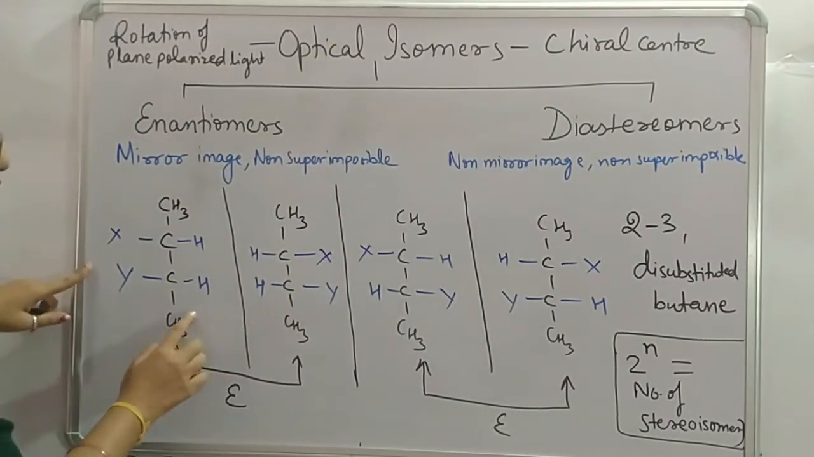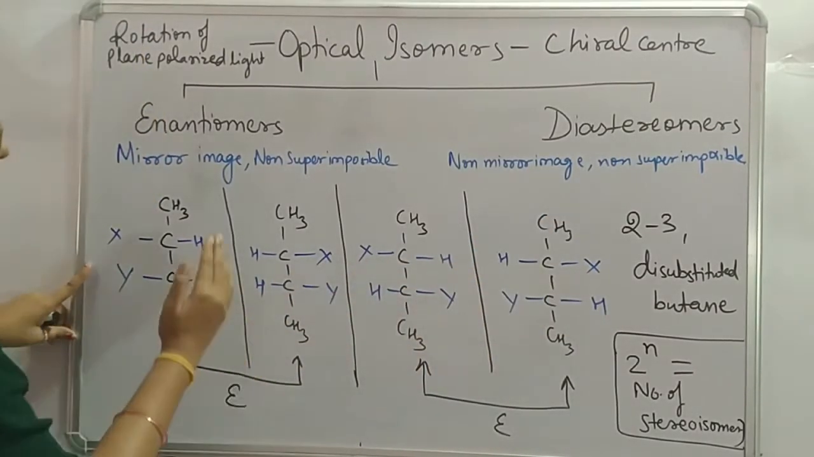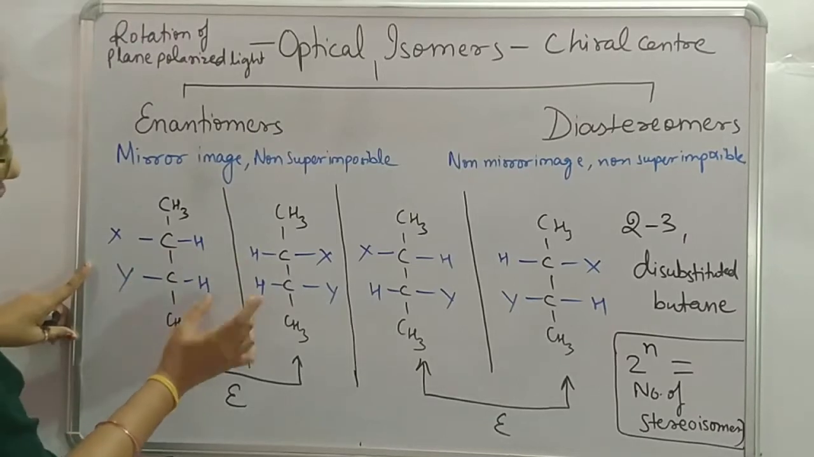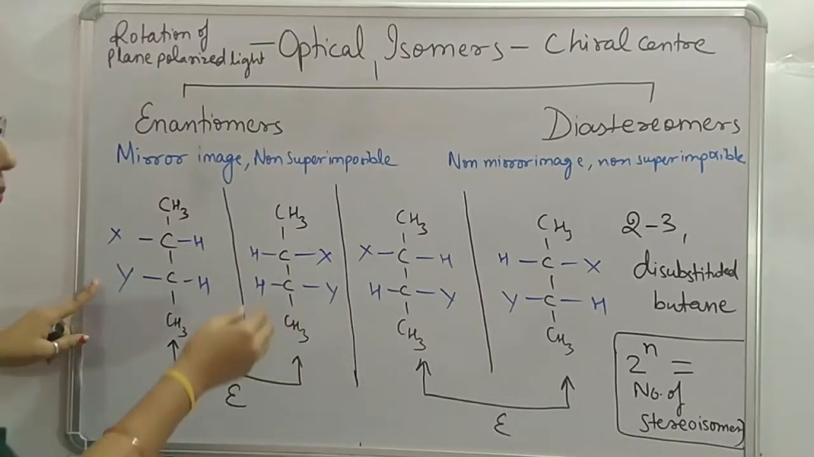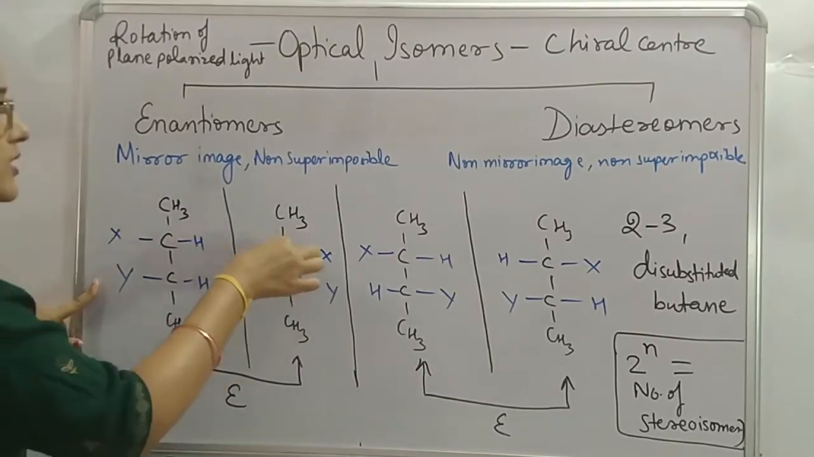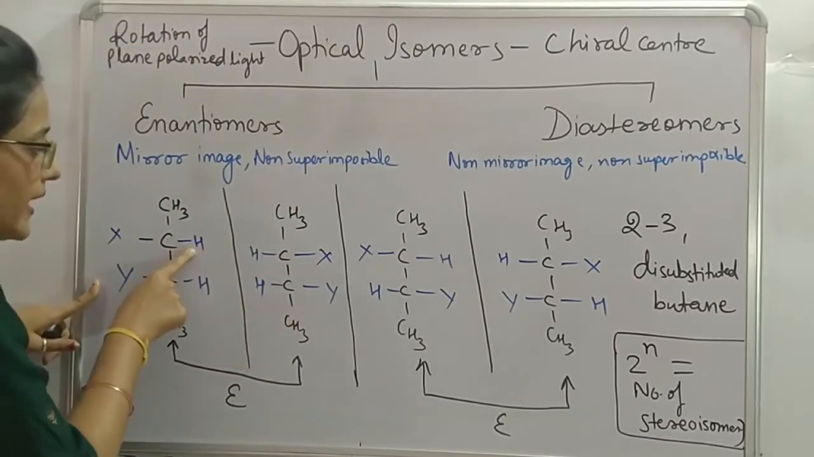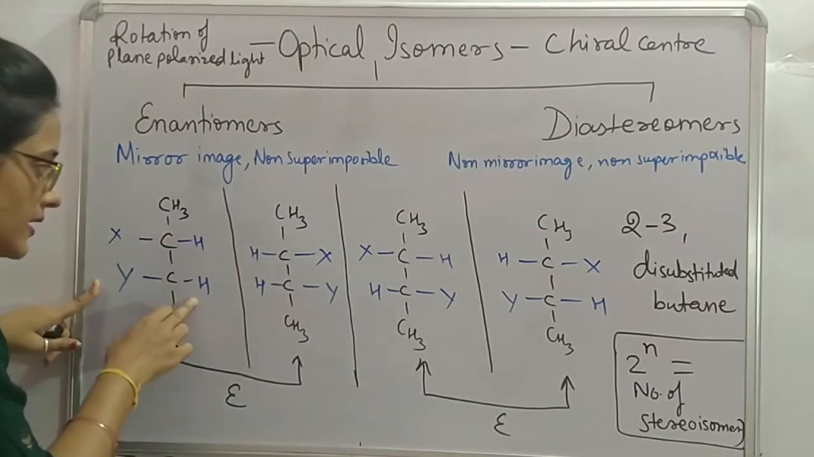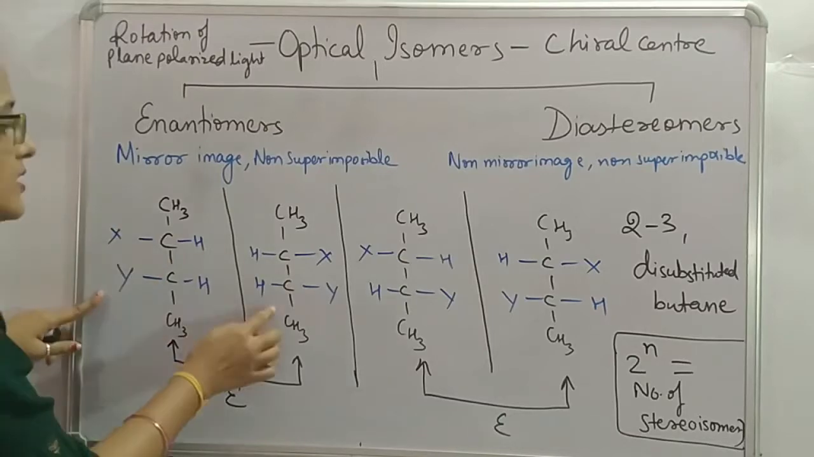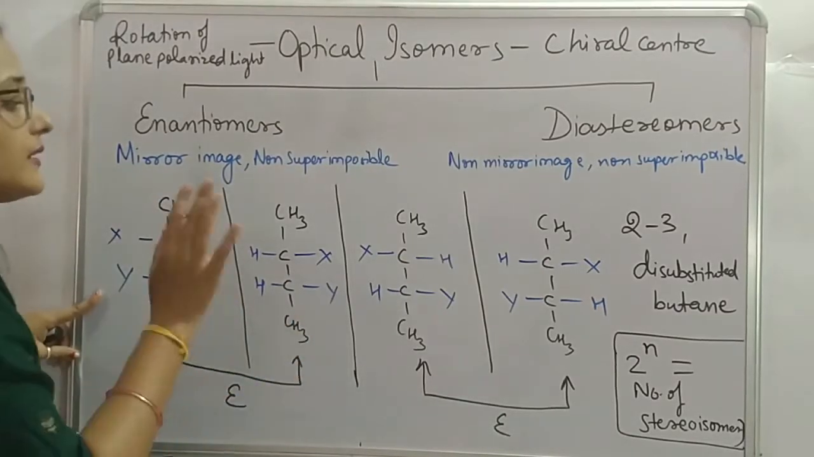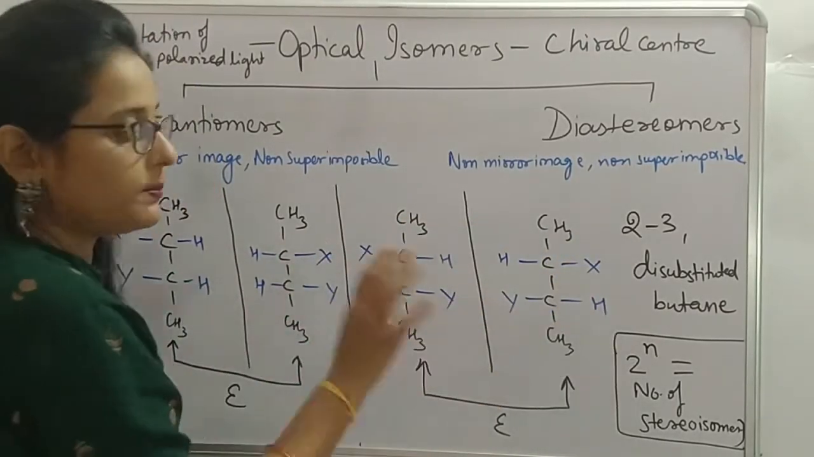See these two forms of 2,3-disubstituted butane. They are enantiomers because these are mirror images. H, H is on the same side, then X, Y, and they are non-superimposable. If I try to put this molecule over this, then X will come over H and Y will come over the second H. This H will be above X and this H will be above Y. So these two molecules are non-superimposable, but they are mirror images. So these two are the enantiomers of 2,3-disubstituted butane.